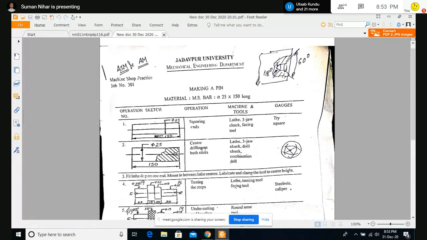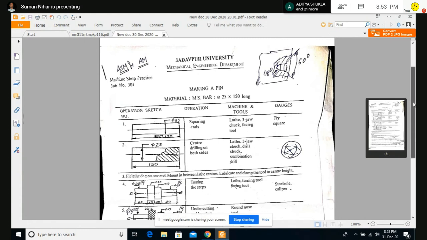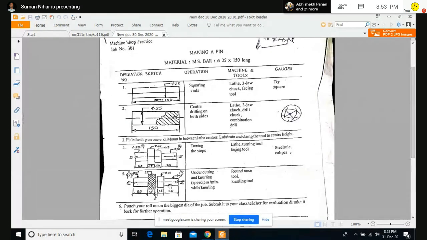In the second case, center drilling on both sides will be done. In case of the fourth operation, that is turning the steps, step turning will be done. Then here your undercutting and knurling. So these are the operations you have to perform in your workshop, basically in usual normal courses. In this case, your first job is making a pin, and you have to perform different types of machining operations on a cylindrical job.